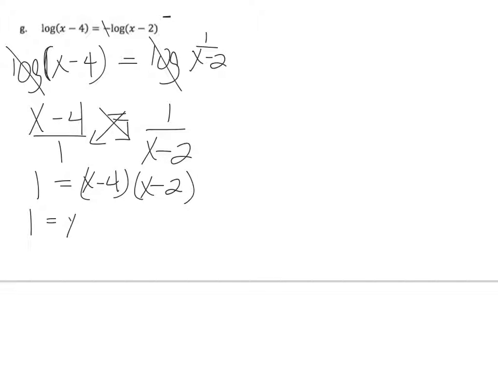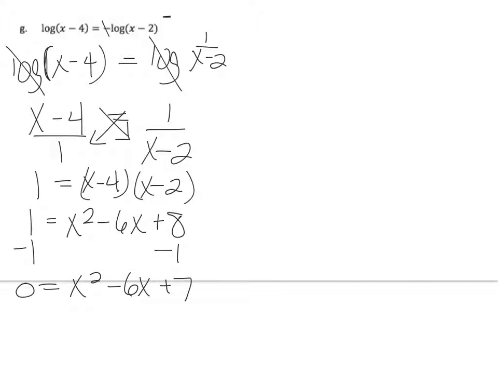Go ahead and FOIL that. x squared minus 6x plus 8. Try to solve it. I have x squared minus 6x plus 7. And I can't factor that. And I'm sad. Okay, big time bummer. We have that cool thing called the quadratic formula though. So let's plug it in.